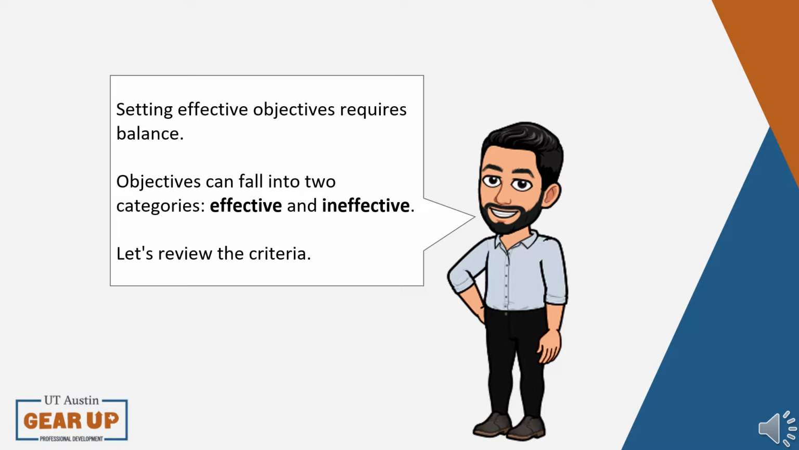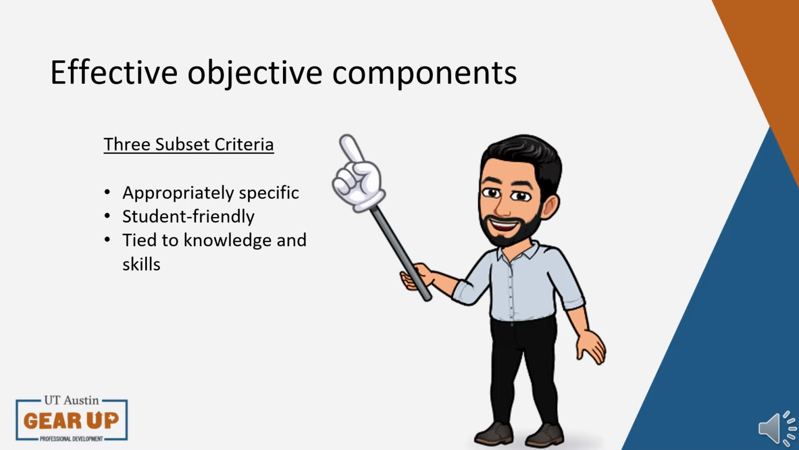Let's review the criteria. An effective objective is perfectly balanced with three subset criteria. For an objective to be effective, it must be appropriately specific, meaning it's not too broad, too narrow, or confining. It must be student-friendly and stated clearly in a way that's easily understood. And lastly, it must be tied to knowledge and skills rather than activities.